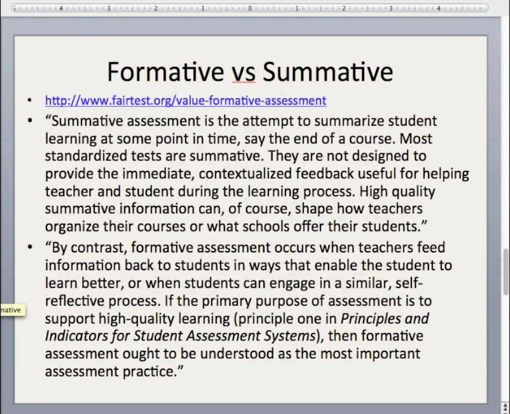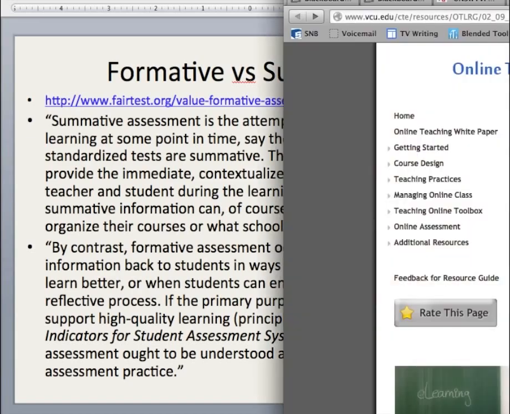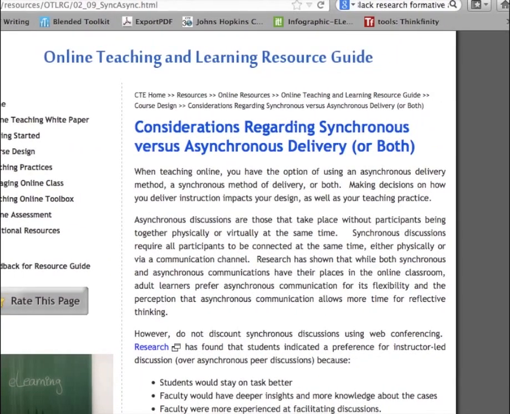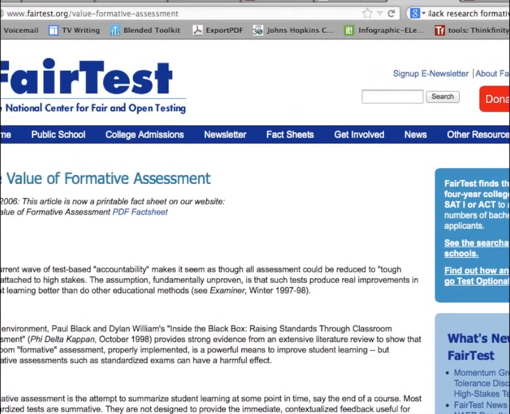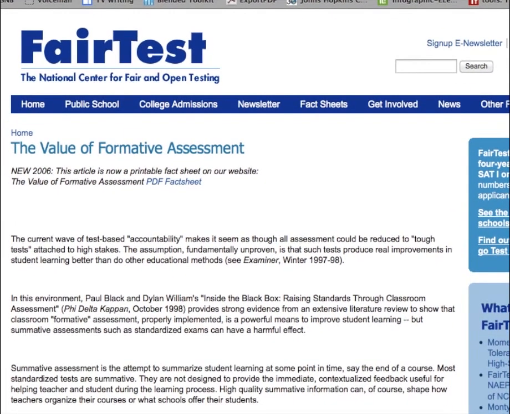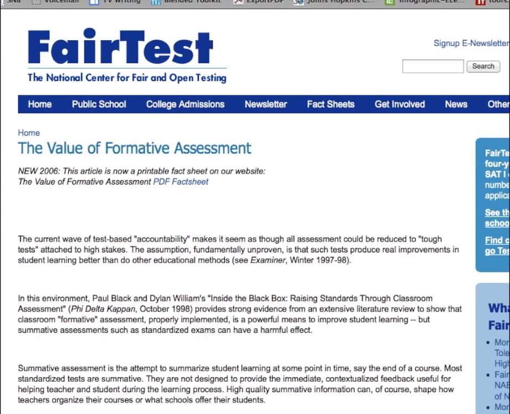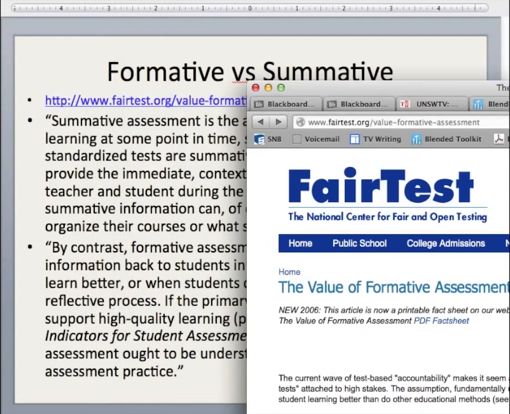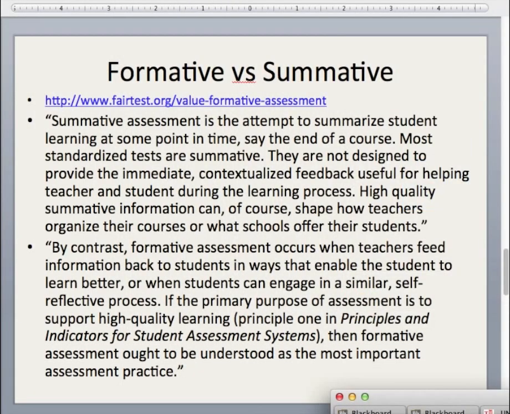Then we go to formative and summative. Now, for this you will be looking at fairtest.org, the National Center for Fair and Open Testing. Love this organization. Great resource to hold on to. That's definitely one you should bookmark. Summative assessment is the attempt to summarize student learning at some point, right?